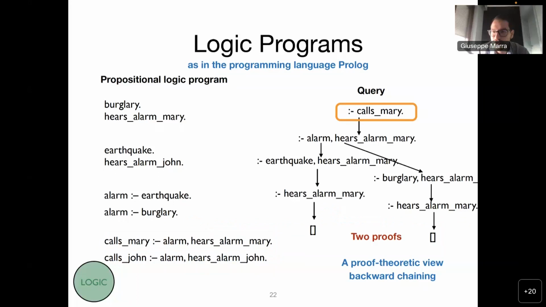So you start from the query and you look for rules or facts that support this query. For example, here we see that we have a rule that tells that calls Mary is true if alarm and earth alarm Mary are true. So we can turn this query into two new queries, alarm and earth alarm Mary, and we can continue. For example, we can look at alarm and we say, oh look, there are two different ways in which alarm can be true, either if an earthquake is true or if a burglary is true. So this proof is now forked into two different possible proofs, and we can continue here.